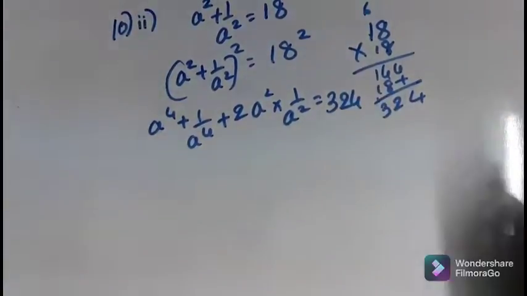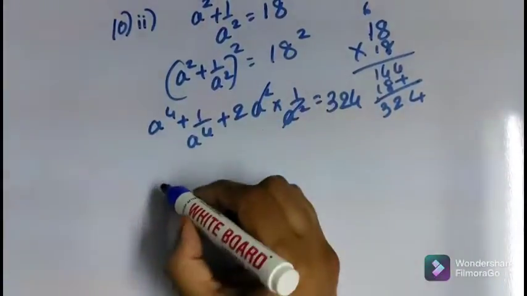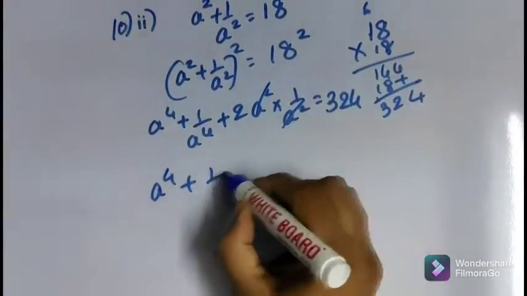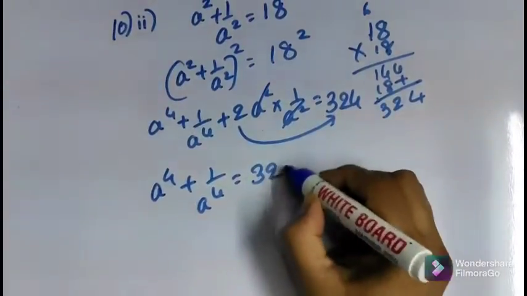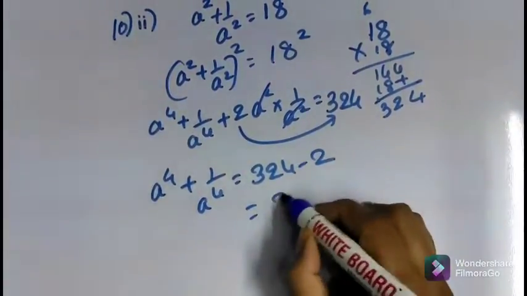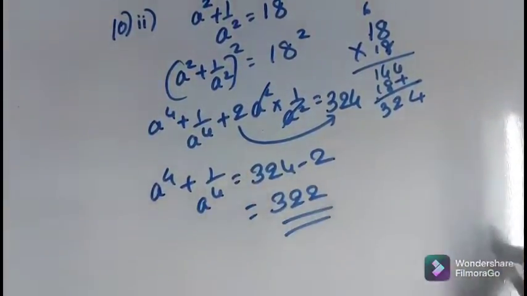Now a square gets cancelled. We get the value of a to the power 4 plus 1 by a to the power 4. I'm shifting it this side. We get 324 minus 2. The answer is 322. That's the final answer. Let's do the 11th main now.